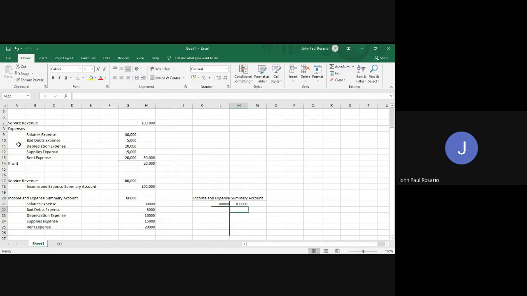Then, if you do the footing of your T account, you favor the bigger amount, which is the credit. So the footing is 100,000 minus 80,000, meaning the profit should be 20,000, which is equal to what we computed in the income statement.